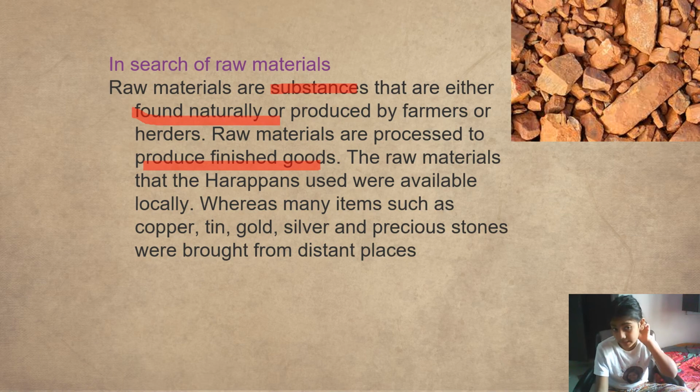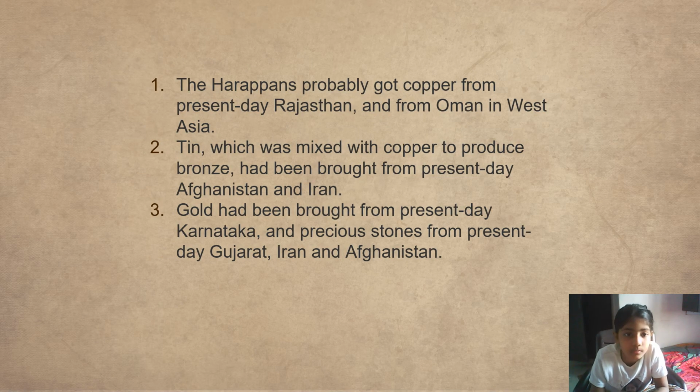Next, the raw materials that the Harappans used were available locally, whereas many items such as copper, tin, gold, silver, and precious stones were brought from distant places. The Harappans probably got copper from present-day Rajasthan and from Oman in the west of Asia. Tin, which was mixed with copper to produce bronze, was brought from present-day Afghanistan and Iran. Gold was brought from present-day Karnataka and precious stones from present-day Gujarat.